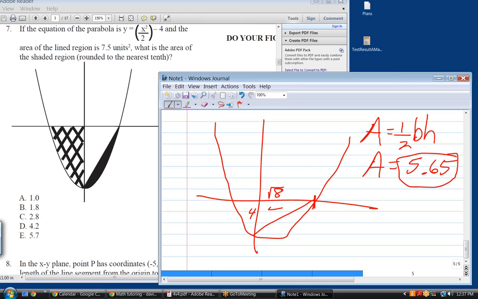Because we're going to have to do what next? In other words, if this area is 5.65, and we're trying to figure out this area, and we know the area of the whole thing, what do we do? Subtract 5.65 from 7.5. What do you get? 1.85, so it's B. Yeah.